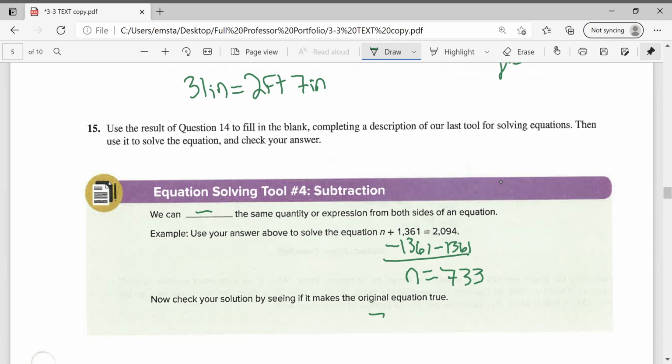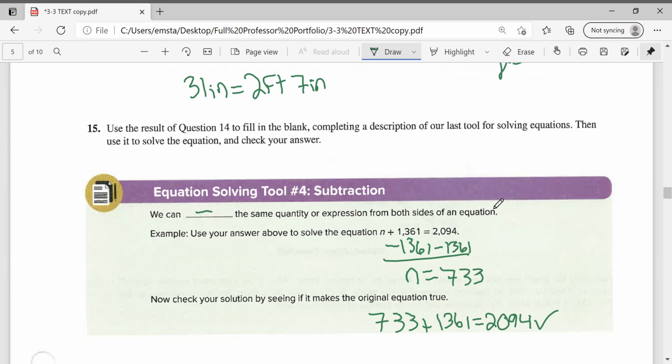If you plug that back in, 733 plus 1,361. Does that equal 2,094? It better. If it doesn't, we've done something wrong. So it is indeed a true statement.